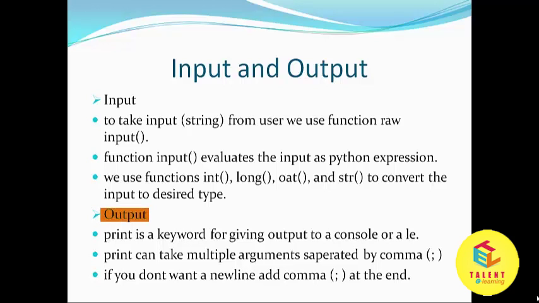Now we see the output. Print is a keyword for giving an output to a console or a file. Print can take multiple arguments separated by commas. If you don't want a new line, add a comma at the end.